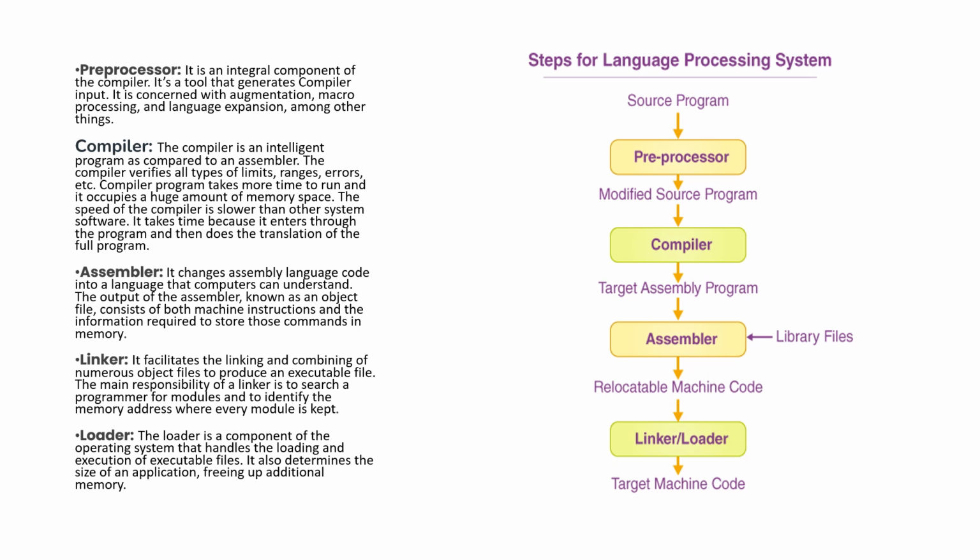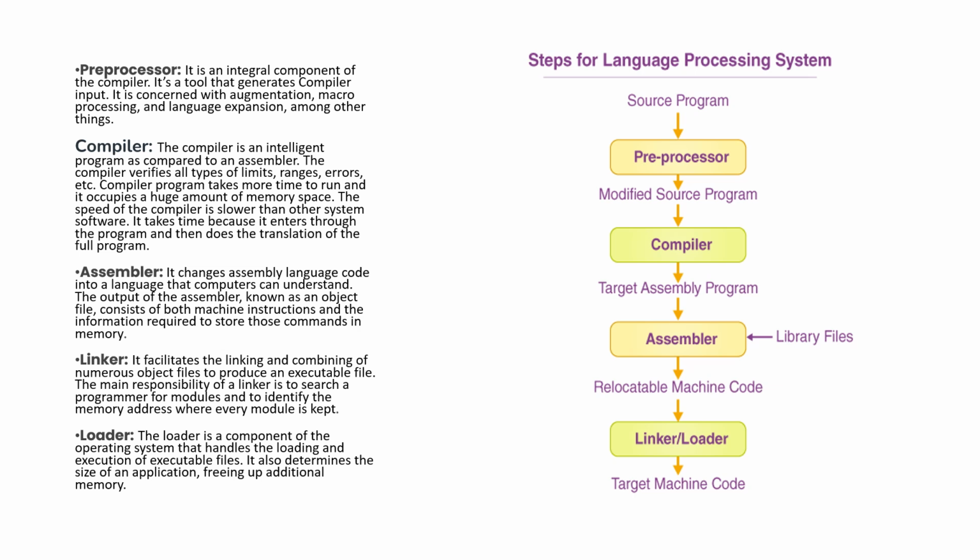The preprocessor takes the high level program and translates it into the modified or pure source program. What does it mean? The preprocessor is basically an integral part of the compiler system, a tool that generates the compiler input. It is concerned with macro processing and language extension, among other things. It also removes white spaces and comments, which are not useful for translating the program. That's why it pre-processes the given program into the pure high level program.